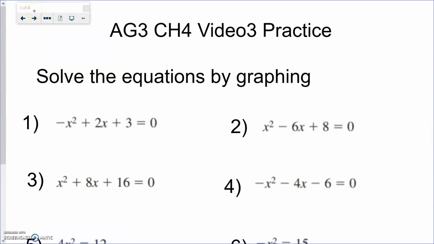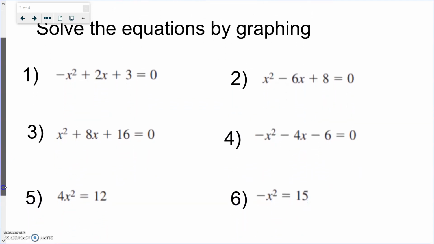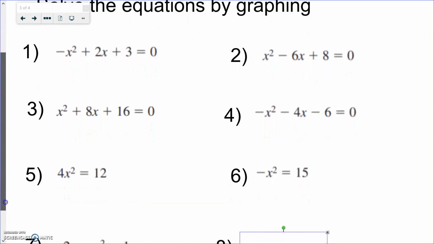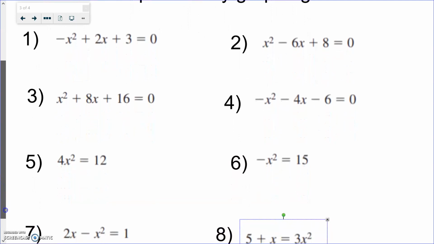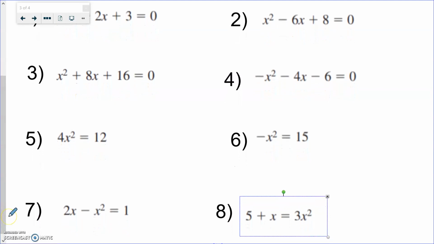Our assignment is AG3 Chapter 4 Video 3 practice. We're solving the equations by graphing. So we have a number of equations here, all of which we're going to be putting into decimals and graphing after we set them equal to 0. If they are not set equal to 0, you need to do the work on your paper.